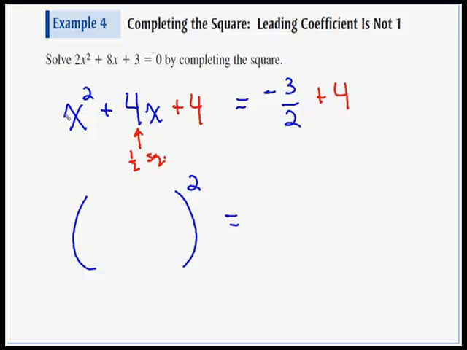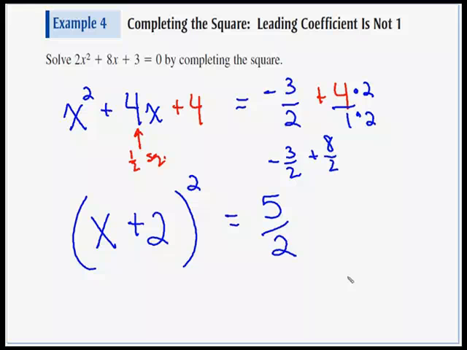Alrighty. So when we come up with our perfect square binomial here, it's going to be x plus 2 quantity squared. If we FOIL that out, our middle term would be a 4x. Our last term would be a plus 4. And let's see what we got over here on this side. We have our negative 3 halves plus 4. We're going to change 4 into halves, so we multiply the numerator and denominator by a 2, and we get 8 halves. So 8 halves plus a negative 3 halves, or 8 halves minus 3 halves, is 5 halves.